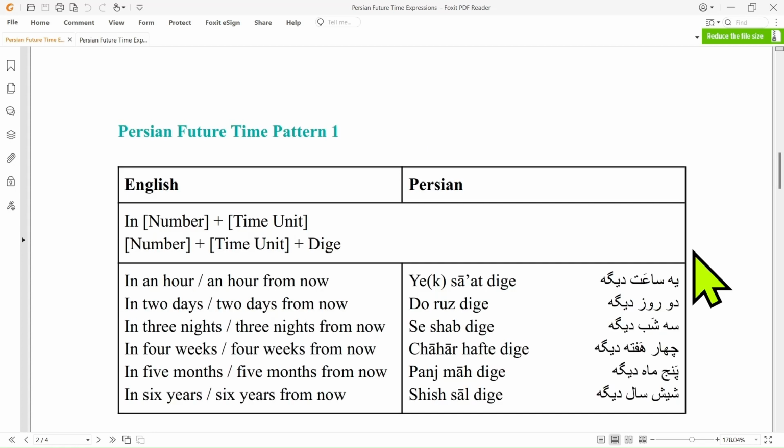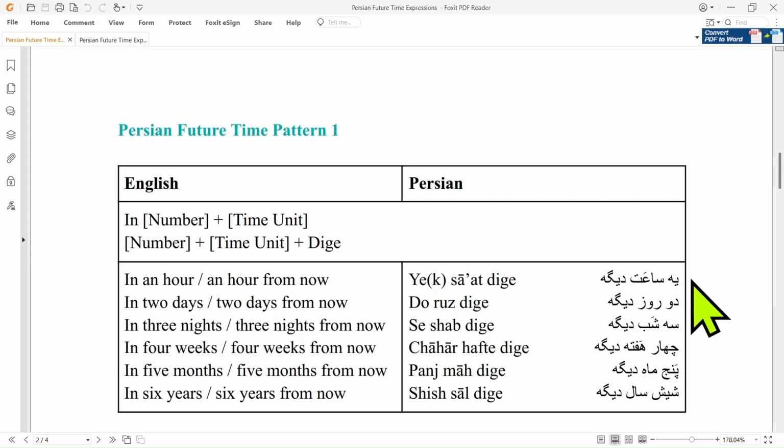Dige has many different meanings and functions in Persian. When it's used as an adjective, it primarily means other or another. And within a time expression, it means next. So a time phrase like in an hour, in other words, an hour from now would be ye saat dige in Persian. In 2 days would be do roz dige. 3 nights from now would be se shab dige. In 4 weeks would be 4 hafte dige. 5 months from now would be 5 mah dige. And a time phrase like in 6 years in Persian would be 6 sal dige.